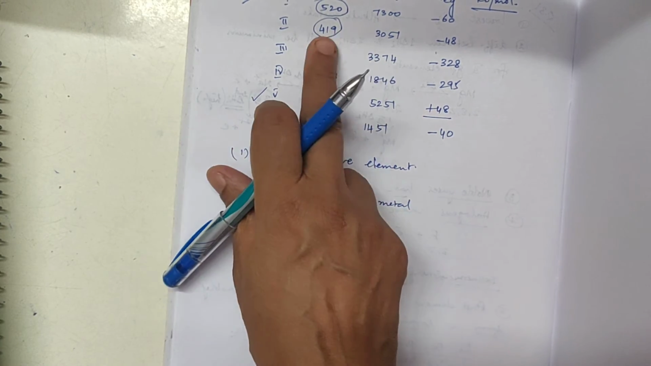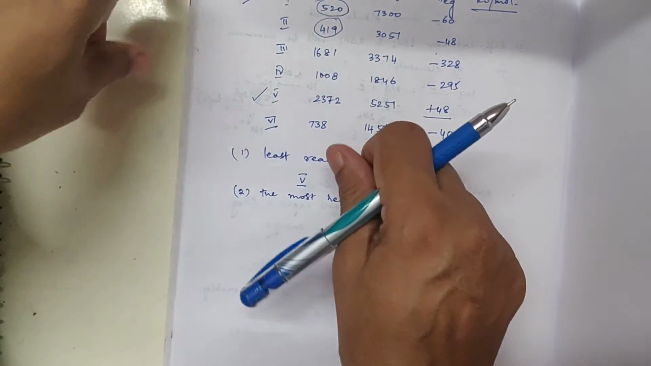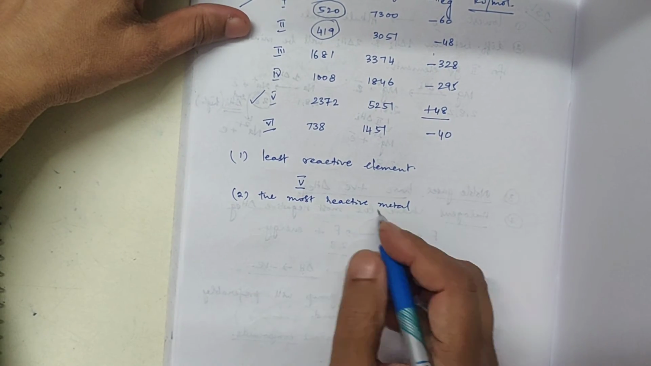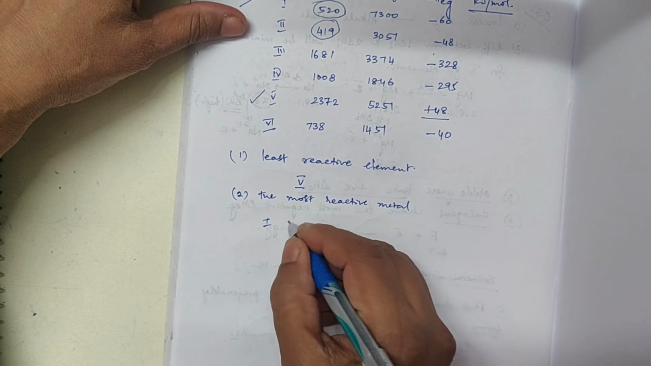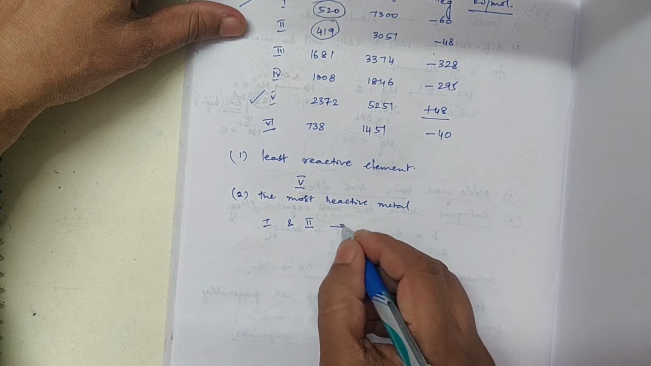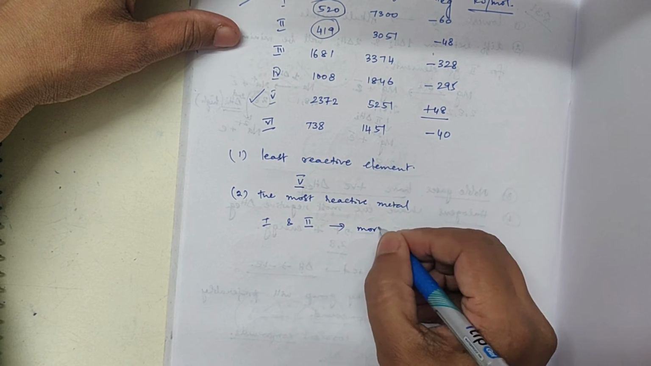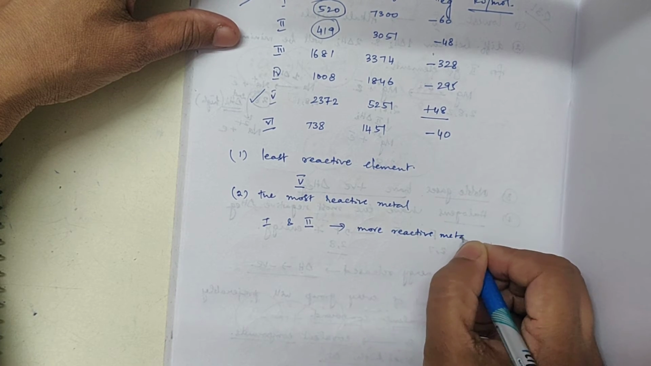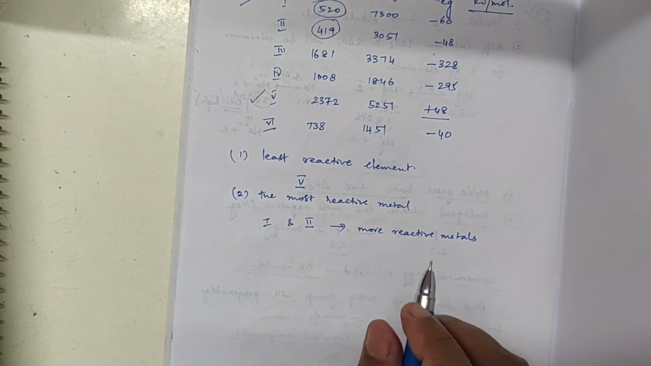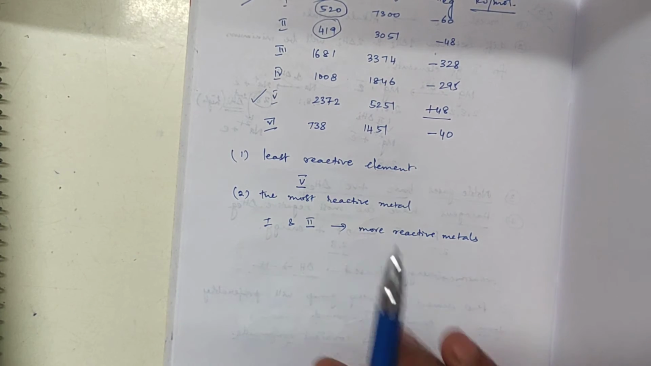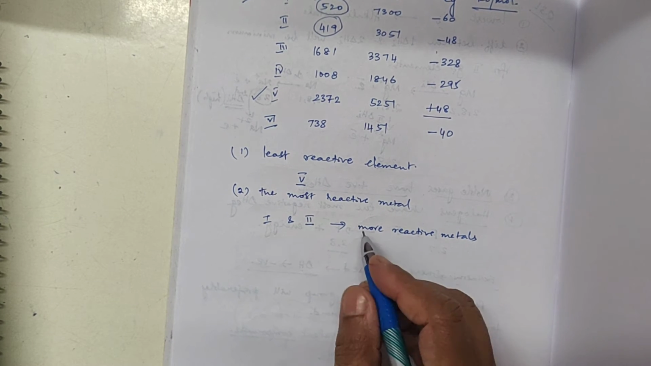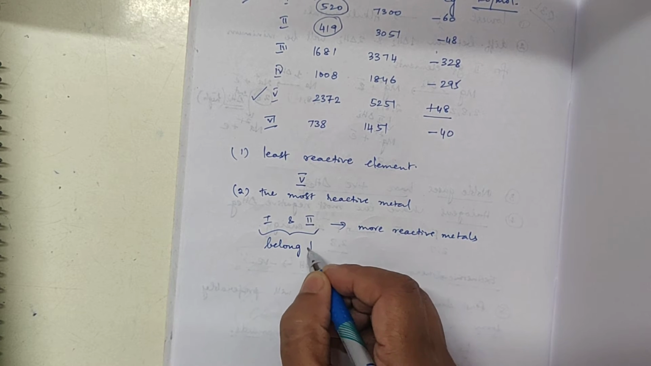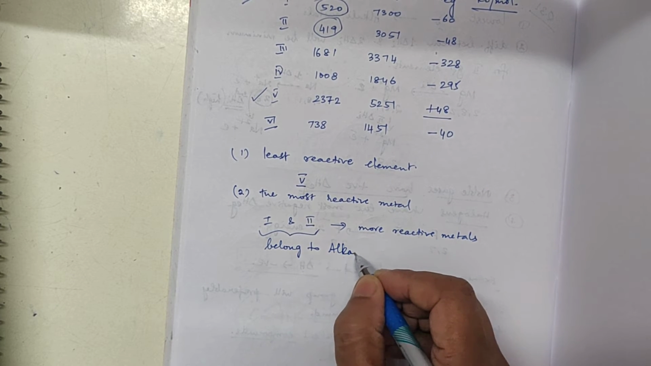Right? So if the difference between first and second ionization enthalpy is very high, then in all probability 1 and 2 are more reactive metals. And since both of them are very low, 419 and 520, it's possible that both belong to alkali metals.